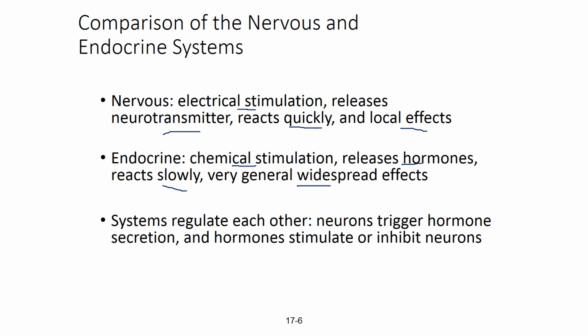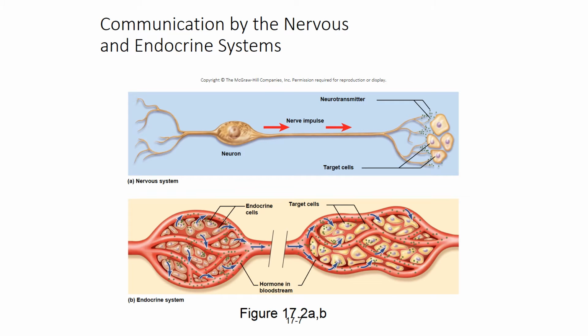Now, I've mentioned this before. Your nervous system and your endocrine system can regulate one another. We can have these weird things where we have neurons secreting hormones, and we can see that the nervous system can affect the endocrine system, and the endocrine system can affect the nervous system. So they can stimulate and inhibit, and so forth, as we're going to see in quite a few examples.